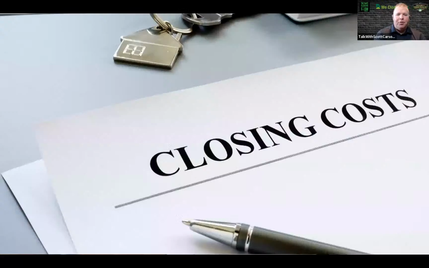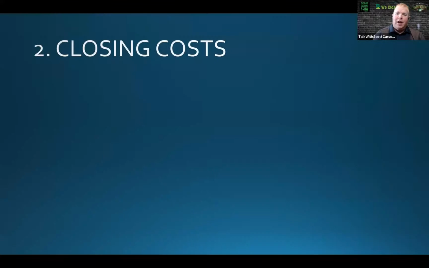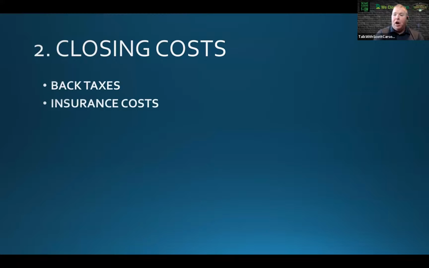Okay. Number two is your closing costs. Now, closing costs are a little bit different. If you've got back taxes that need to be paid, I throw that in there as part of your closing costs. Okay. Insurance costs. If you're going to pay for your insurance up front through force-placed insurance or making sure that it's covered so you're protected, I would throw insurance costs in there as well.